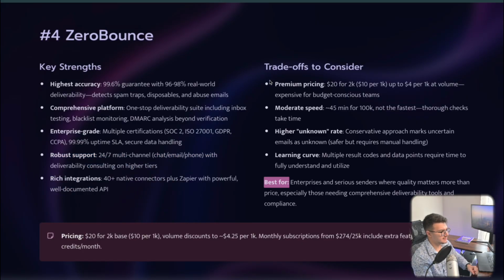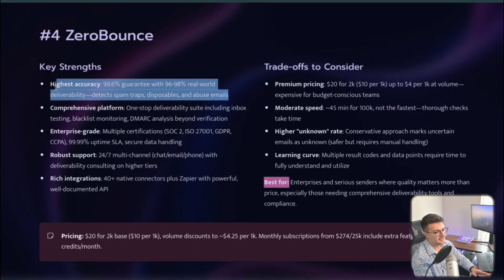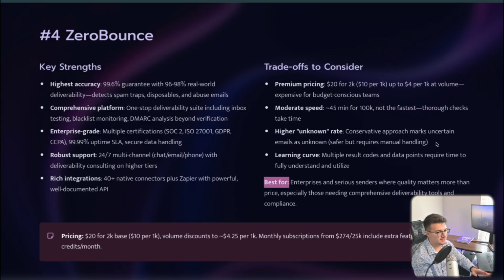Now, the trade-off to consider is that all that stuff comes with a price tag, right, for your credits. Now, moderate speed is they're not the fastest. From recorded numbers, they would take around 45 minutes for 100K, and sometimes could take a little bit longer, right? And they also have a higher unknown rate. I had someone express this to me, and I looked into it, that they typically have a conservative approach and mark uncertain emails as unknown, right, which will result in a little bit less valid, but that's how they maintain that higher accuracy rate, because they're marking those as unknown to protect you from going to spam, right? And that's why the video down below that we'll talk about later has those advanced verification options.